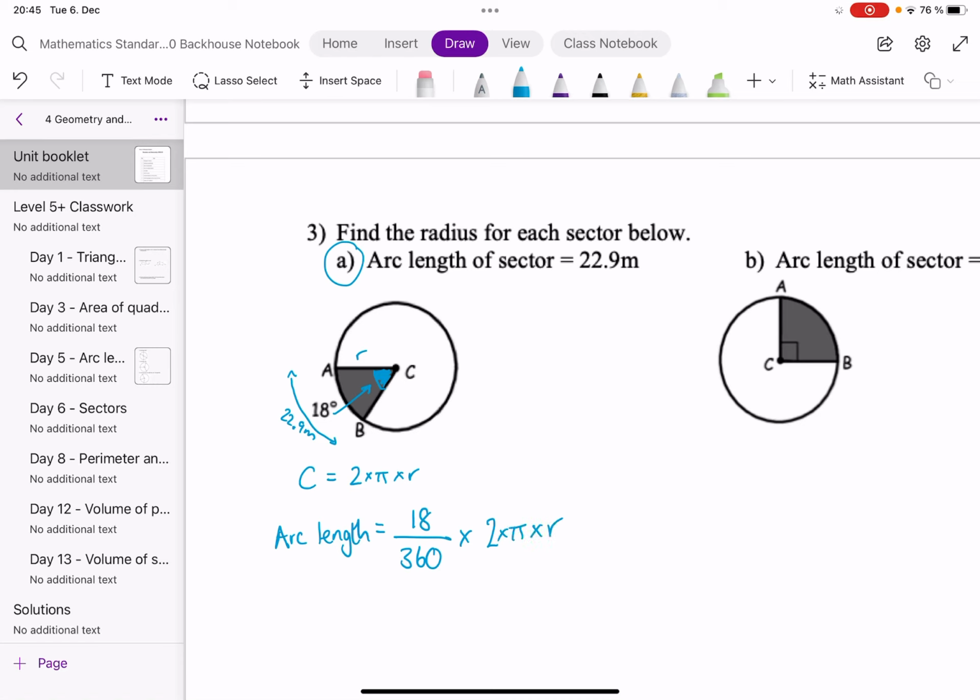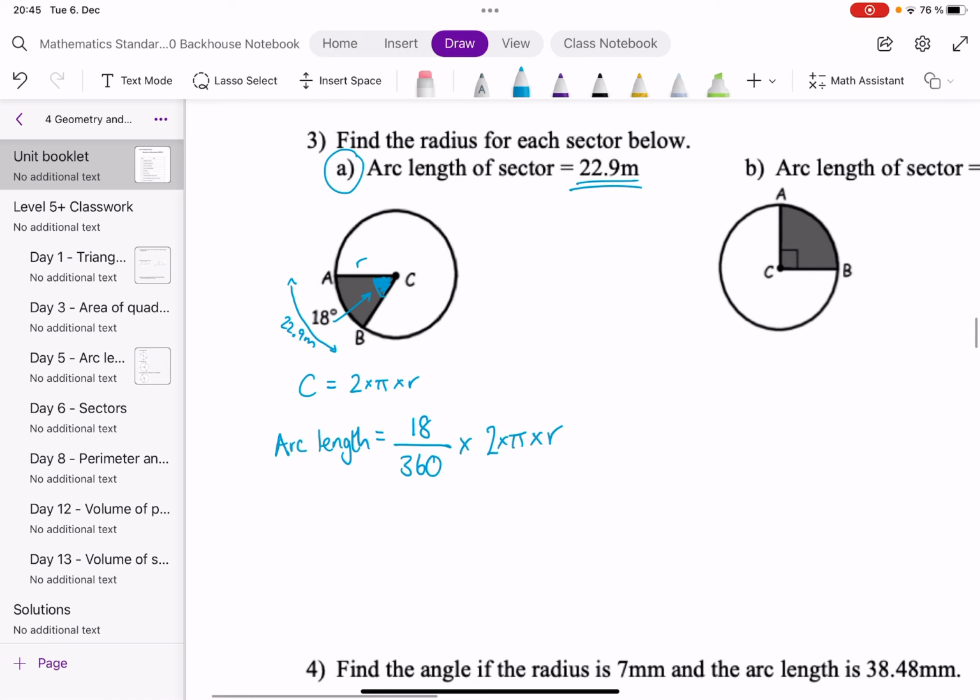Okay, I still don't know r. But one thing I do know that I haven't used yet is the arc length. So I can substitute that in where it says arc length in my equation. And I'll have 22.9 equals 18 over 360 times 2 times pi times r. Okay, this is looking better now because everything is a number except for r. So I just need to solve this for r.